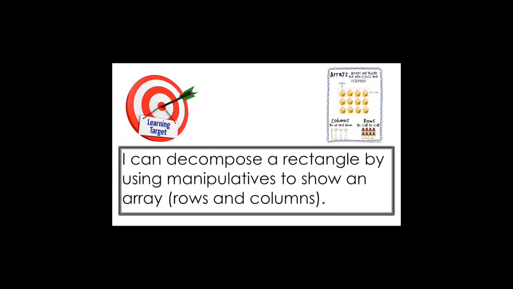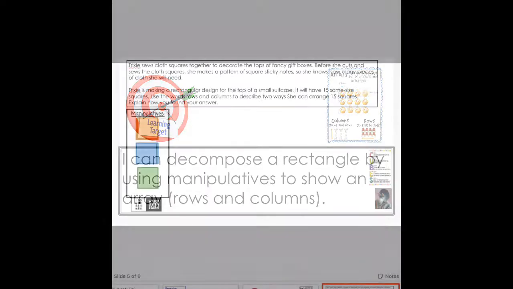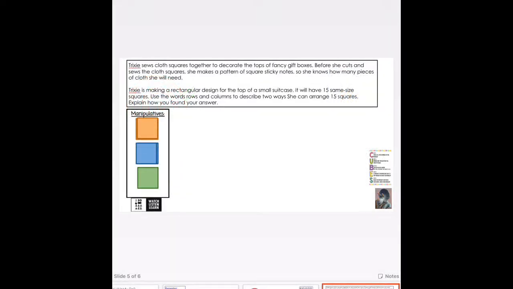Our I can statement for today is I can decompose a rectangle by using manipulatives to show an array, which is rows and columns. Let's look at the I do for today. Trixie sews cloth squares together to decorate the tops of fancy gift boxes. Before she cuts and sews the cloth squares, she makes a pattern of square sticky notes, so she knows how many pieces of cloth she will need.